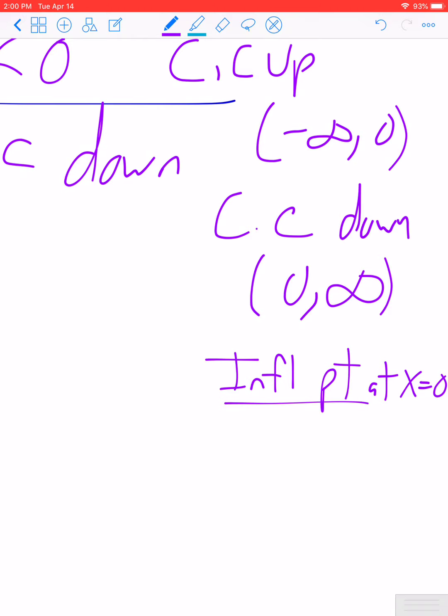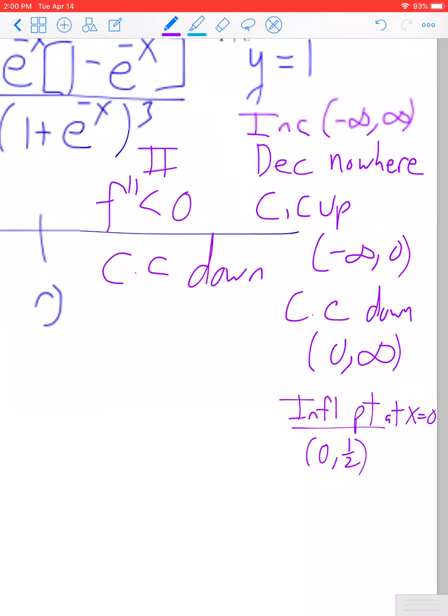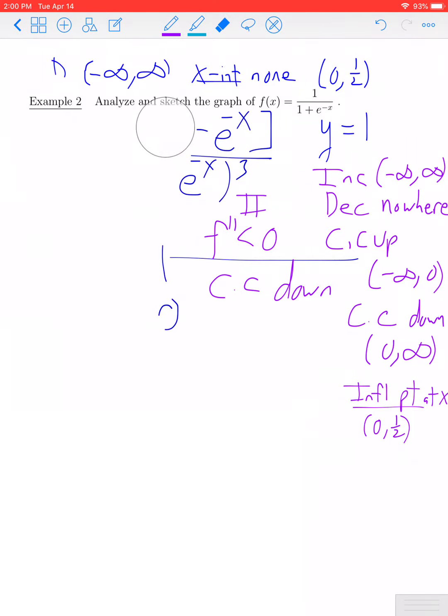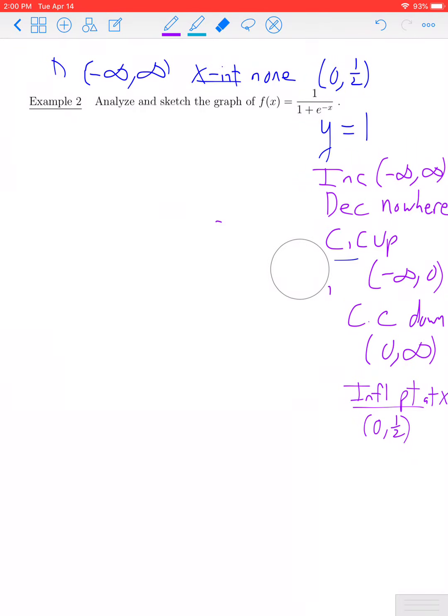At x equals 0. Luckily for us, we've already plugged this in earlier. We plugged 0 in as our y-intercept. So at (0, 1/2), we're going to have an inflection point. Okay. That should give us everything we need now in order to create a detailed graph of this function.